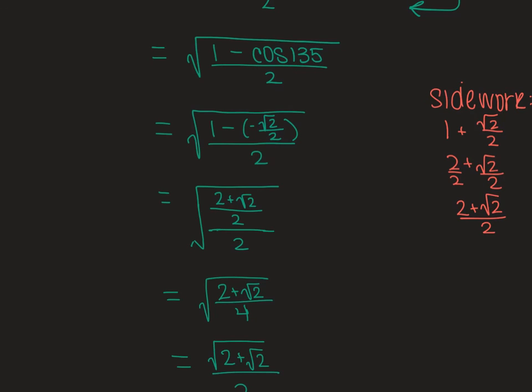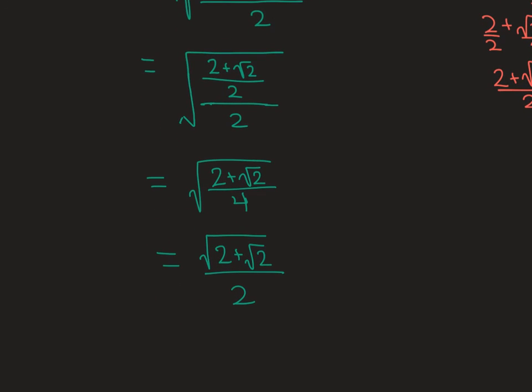The only thing you could really do further from here is square root the top and square root the bottom, and your denominator just reduces to 2. Your top just stays the square root of 2 plus the square root of 2. It's a little messy, but this is a perfect answer. It's a valid solution. Don't think it's wrong if you end up with a radical in a radical, and you are good to go.